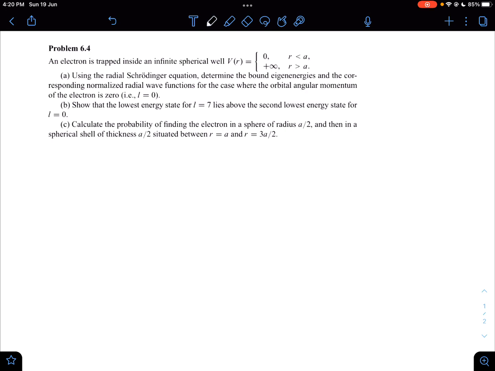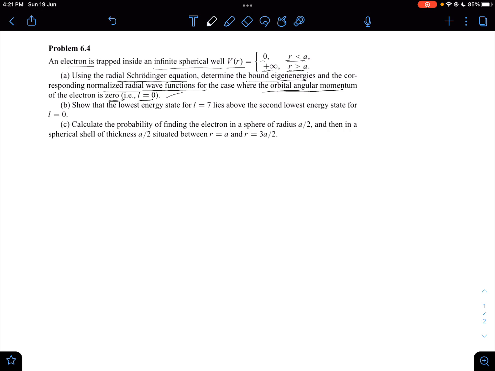So in the problem we have an electron which is trapped inside an infinite spherical well. The potential is 0 for r less than a and infinite for r greater than a. Using the radial Schrödinger equation, which we have derived in one of our previous lecture videos, you have to determine the bound eigenenergies and the corresponding normalized radial wave function for the case where the orbital angular momentum of the electron is 0. Orbital angular momentum 0 means our azimuthal quantum number is 0, or L is 0.